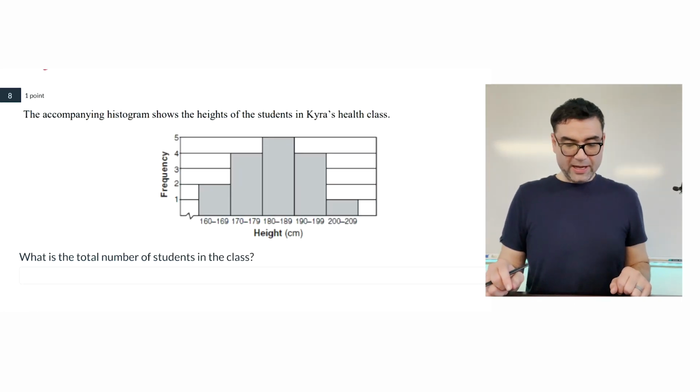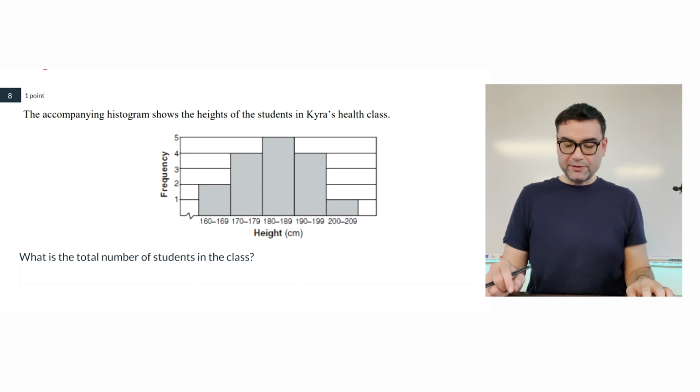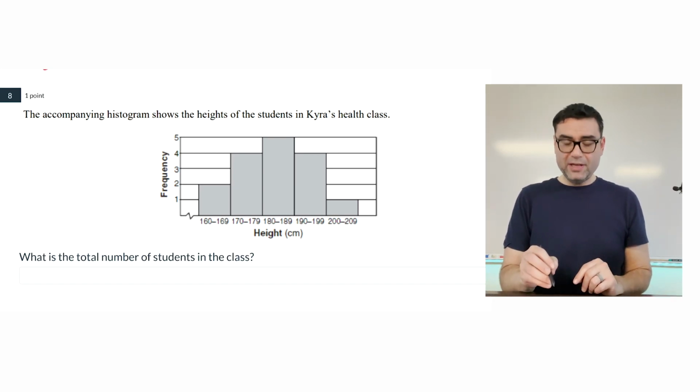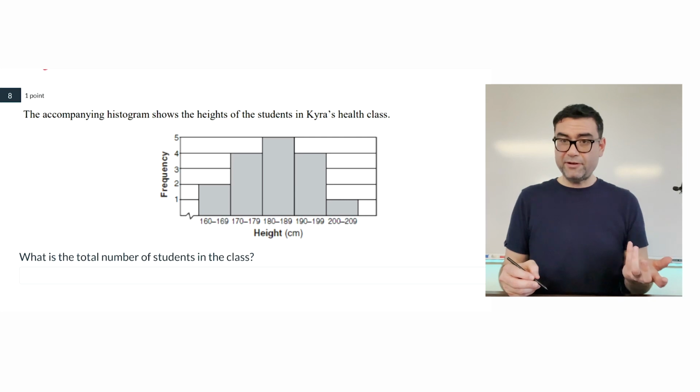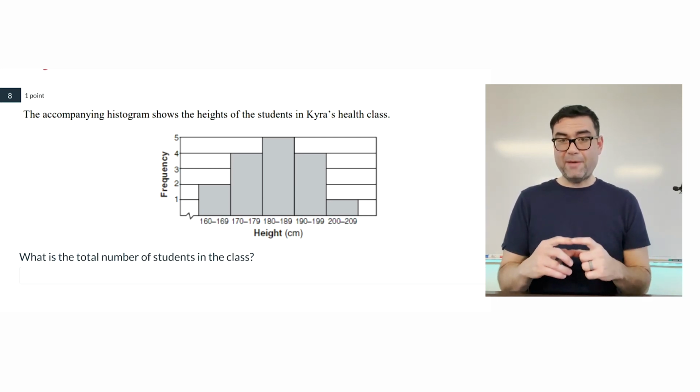Okay, number 8 here has a histogram, and the question we have is, what is the total number of students in the class? So a histogram gives you a range of values, and then it tells you the frequency of people that exist in that data set. We're just going to basically count the heights of each of these bars because that's the frequency of each bar.